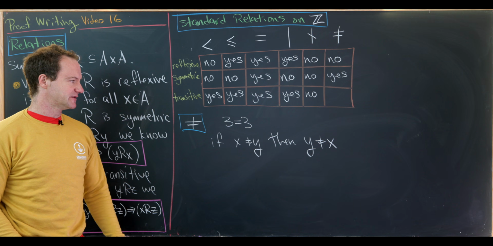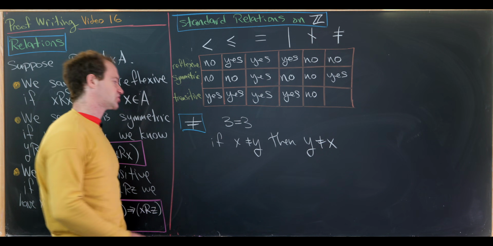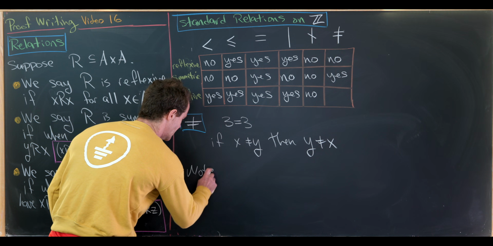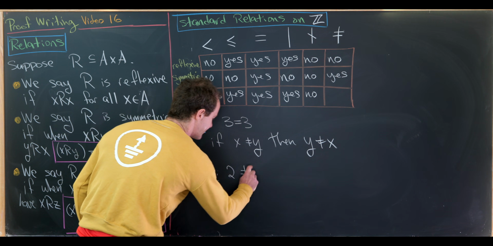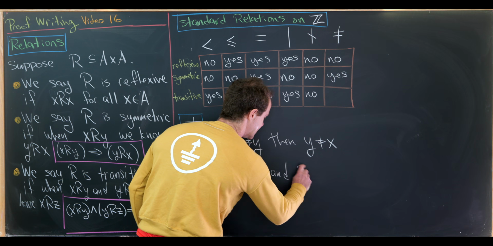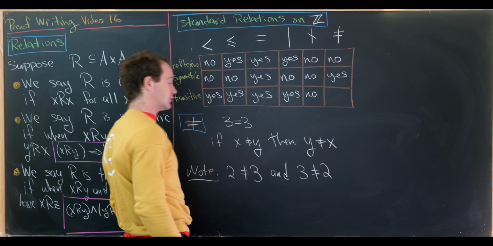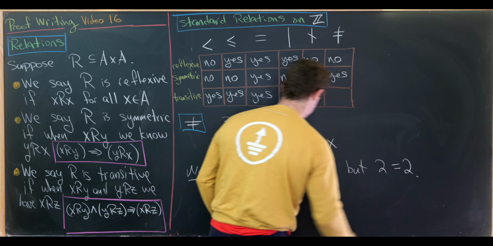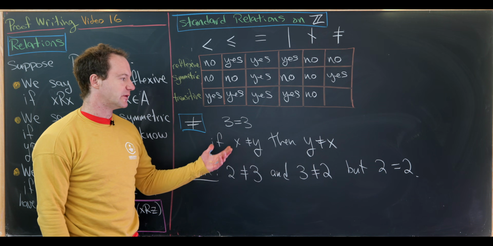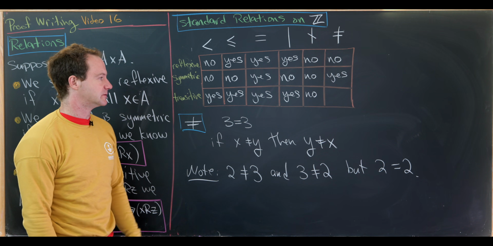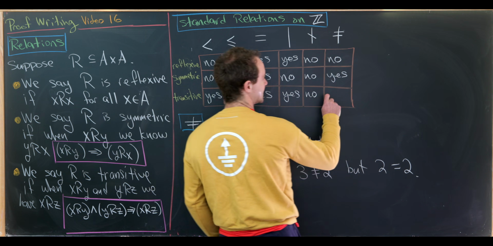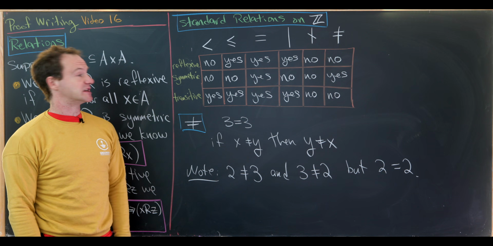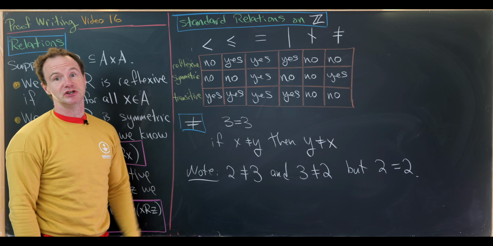Now, is it transitive? Well, in fact, it is not transitive, and we can do that via an example as well. So let's note that 2 is most definitely not equal to 3, and 3 is most definitely not equal to 2, but 2 is equal to 2. But for it to be transitive, we would need 2 to not be equal to 2. So anyway, that's a counterexample for it being transitive, so it is not transitive. So there's our filled in chart. We didn't do everything, but I urge you to do the rest on your own.